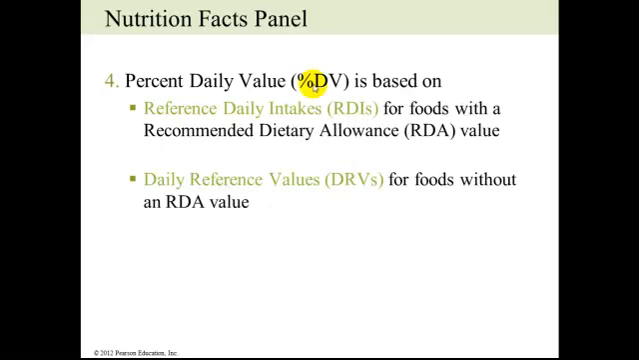Now this is all based on the reference daily intakes, or the recommended dietary allowance, the RDA values. Now there's also the daily reference values. These are for nutrients that do not have an RDA, and that all comes back to what we talked about in Chapter 1 with the DRIs.